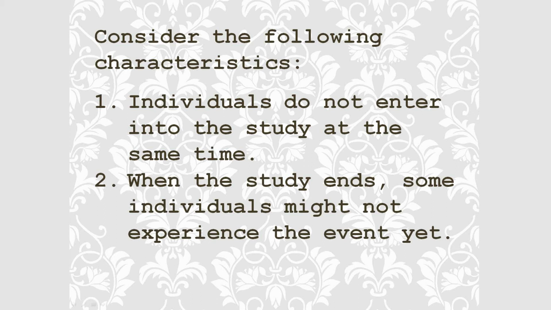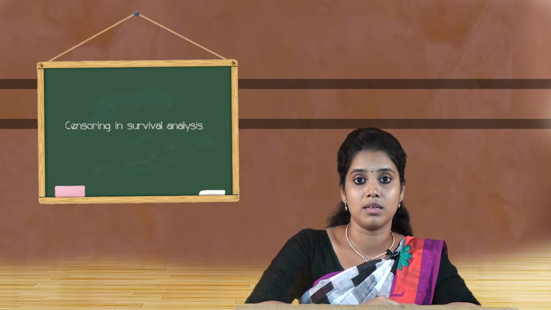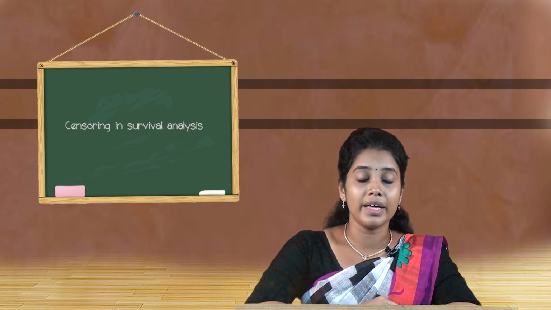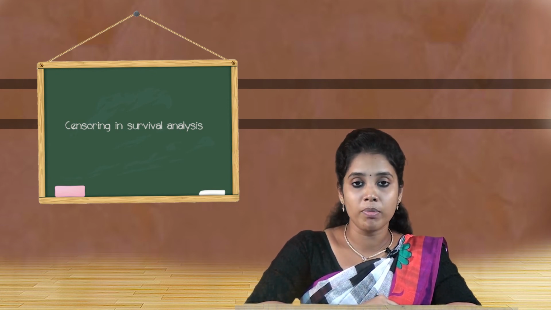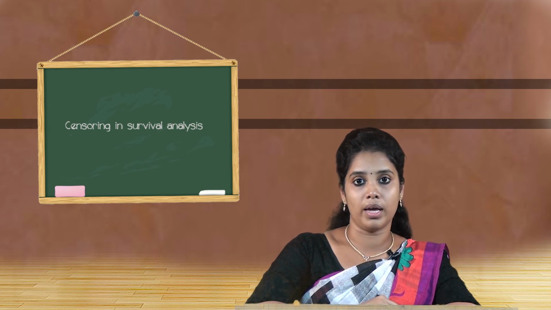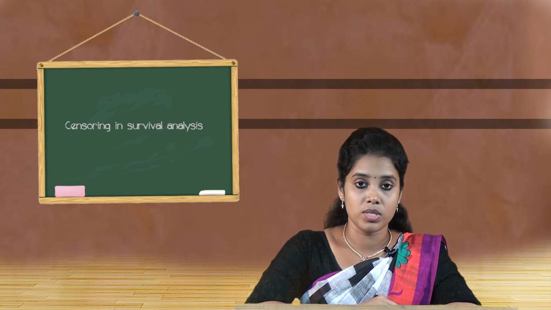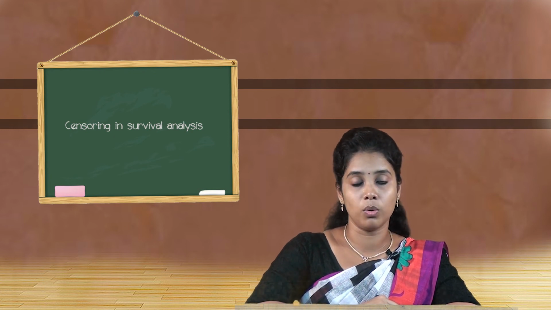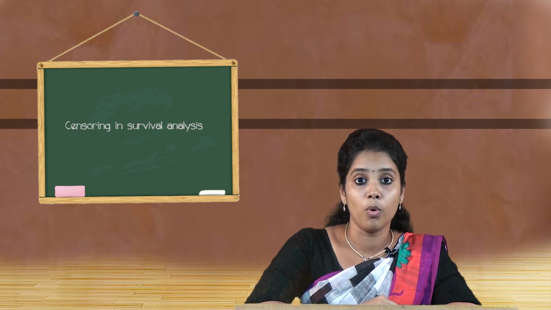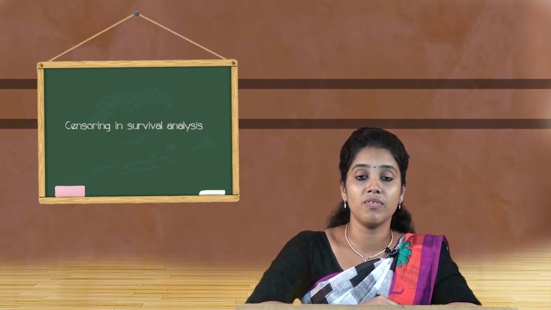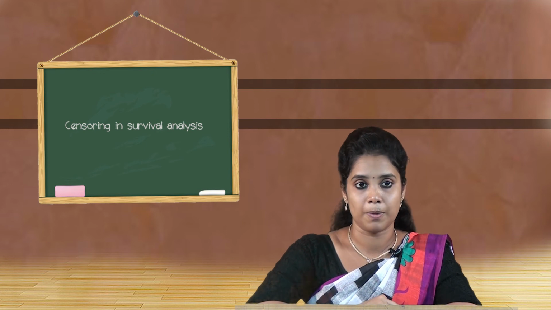One more characteristic is that when the study ends, some individuals might not have experienced the event yet. This is obvious, practically. So this is where the censoring concept lies. Already I have told you, by the end of my study, I will be able to conclude that some of the customers were able to repay the loan within 3 years. Some took less than 3 years to repay the loan, some took exactly 3 years, but some might take more than 3 years to repay the loan. So this is where the censoring concept lies.